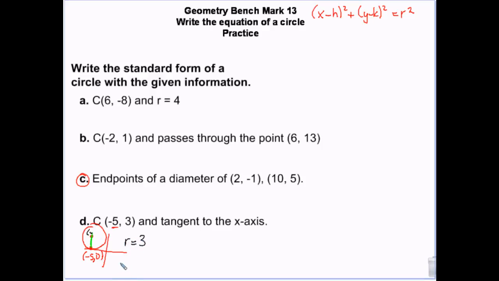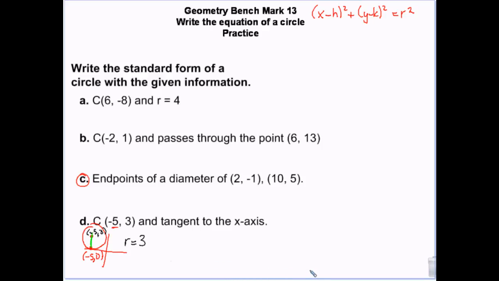So if you have tangent to the x-axis or tangent to the y-axis, you can figure out the distance by just, and sometimes it helps to draw a rough sketch so you can see what's going on. But since this point was negative 5, 3, and here's 0, I went up 1, 2, 3.